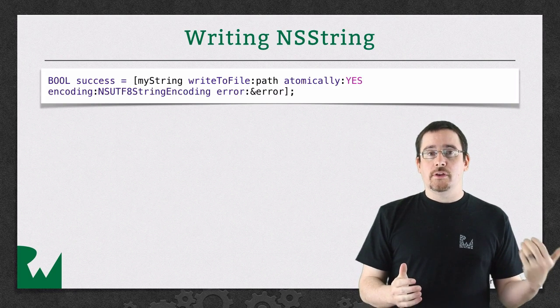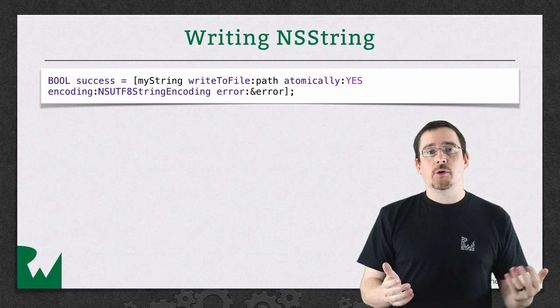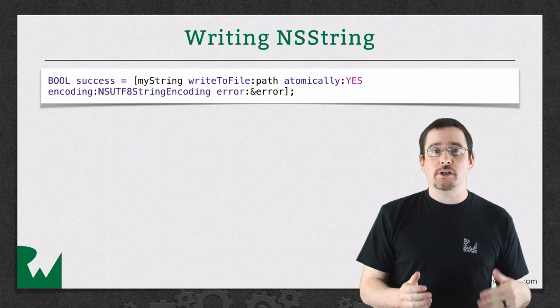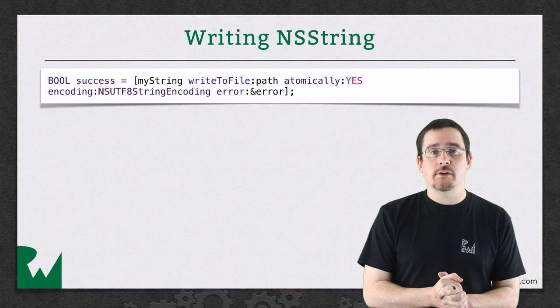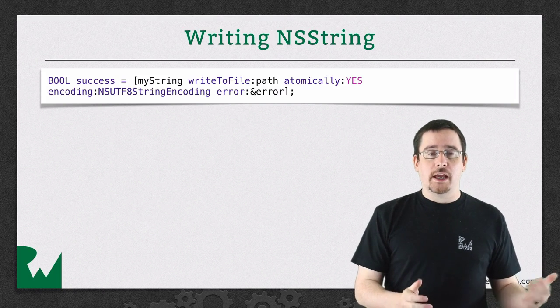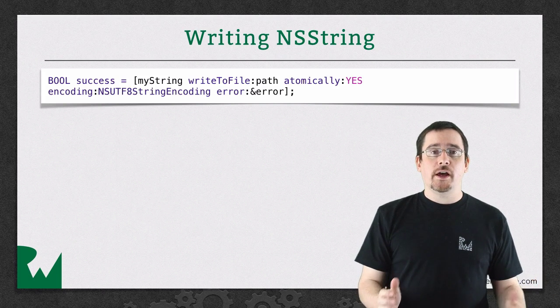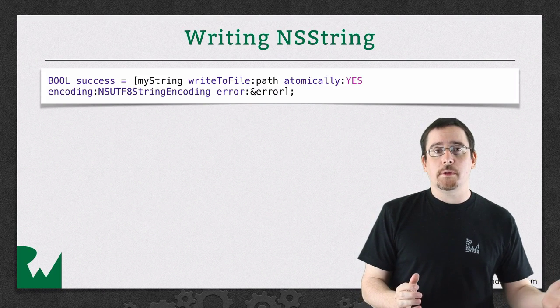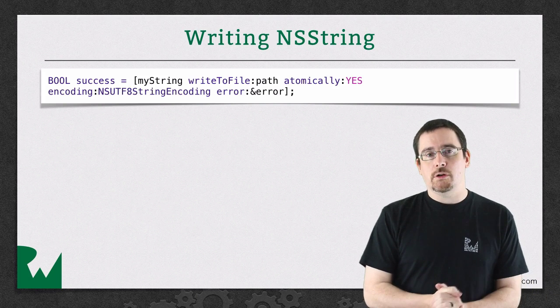The next argument is the encoding, and for the most part, you're going to want to put NSUTF8StringEncoding. I'll talk about this in a moment. And the final argument is an error object. You're going to pass in the address of an error object, and if the method fails, that error object is going to be populated, and you can see exactly what went wrong.